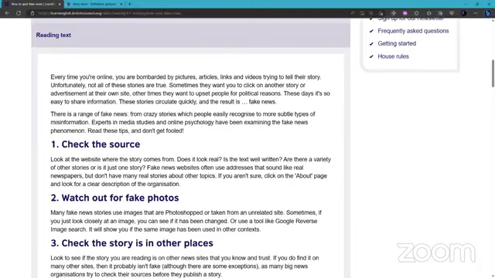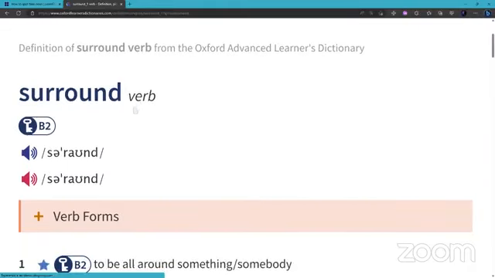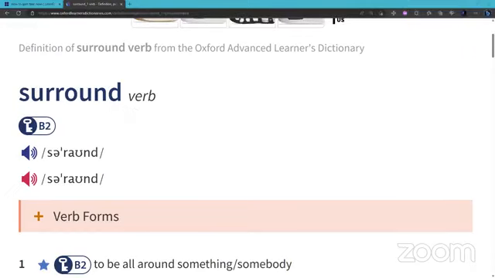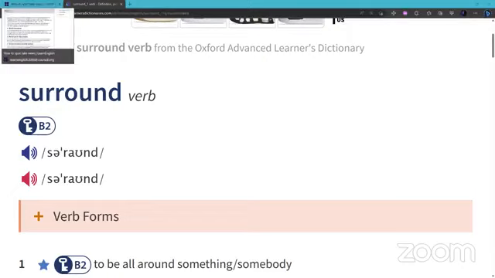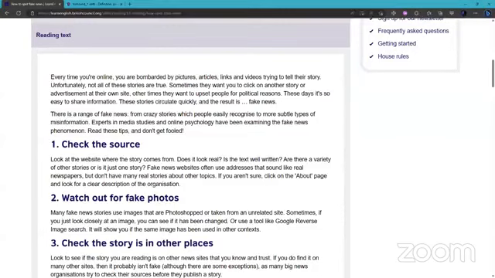Day by day, we are surrounded of pictures, articles, etc. Around, it doesn't exist. Surrounded is in Spanish, rodeados. Exactly. Around is Spanglish. Okay.